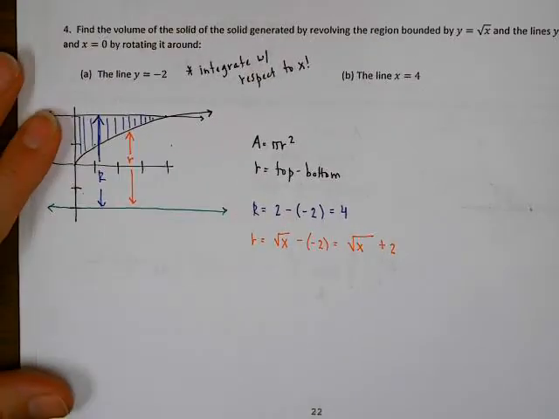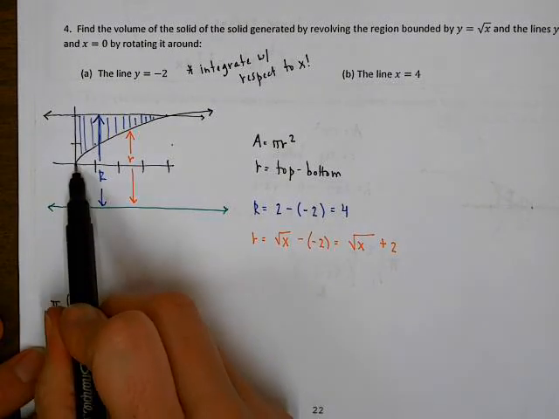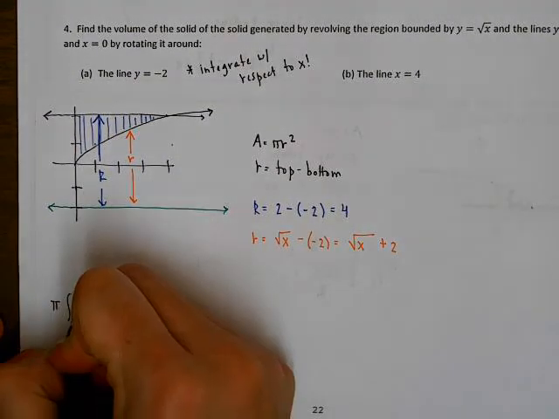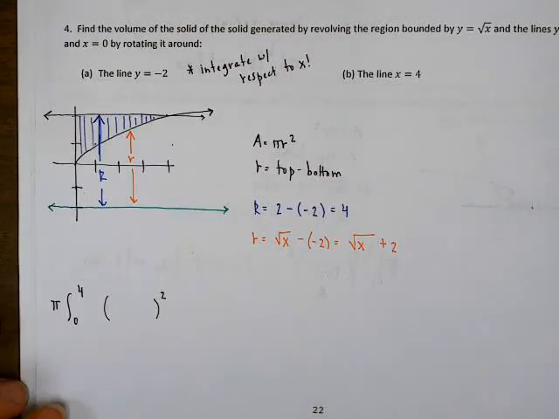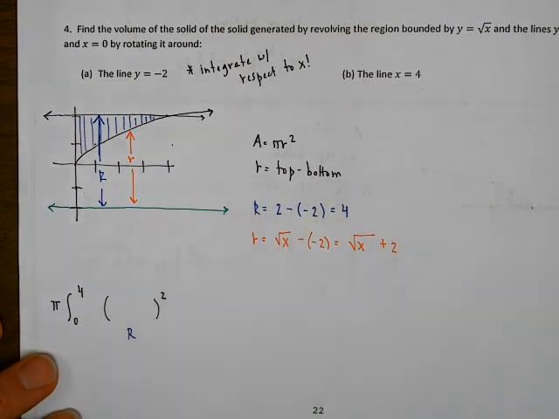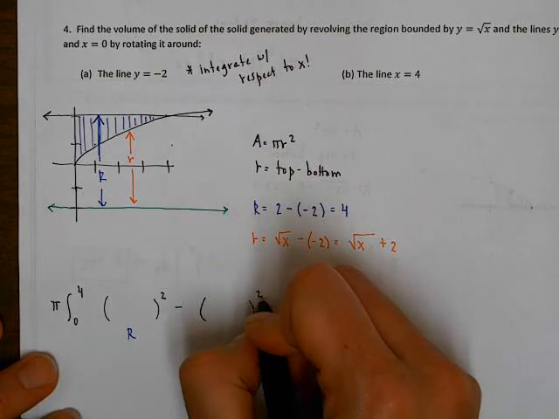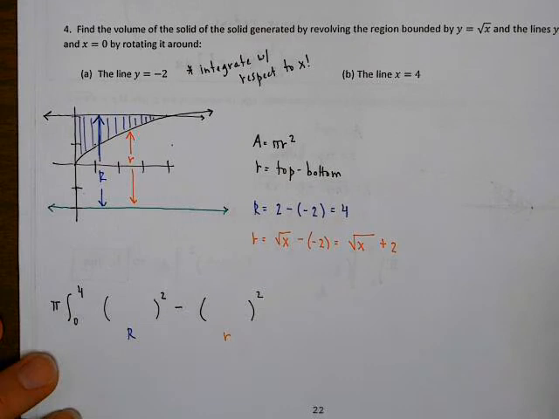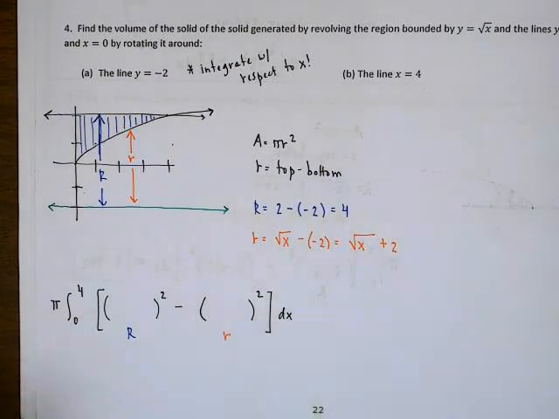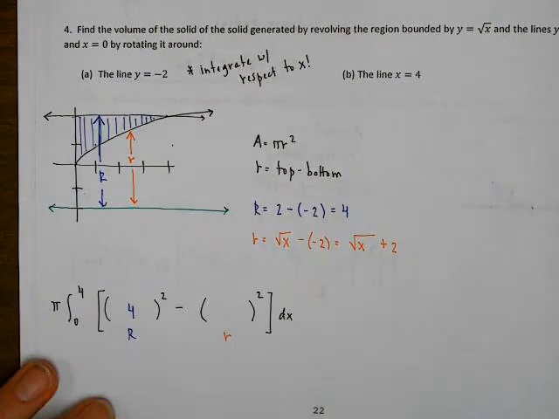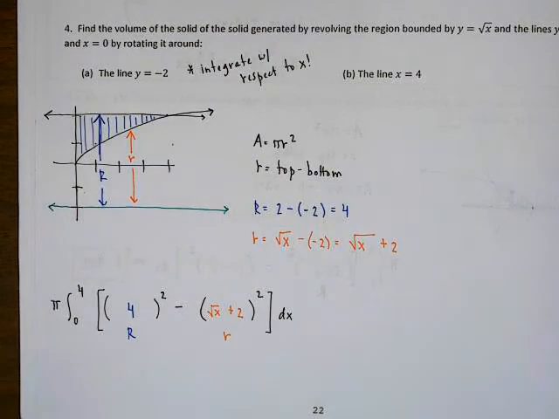Now when we set up our integral, we're still with respect to x, so my x values are from 0 to 4. I still have my big R squared, subtracting my little r squared, and we're going with dx here. My big R was just 4, and my little r is square root of x plus 2. Now we're going to type this in.